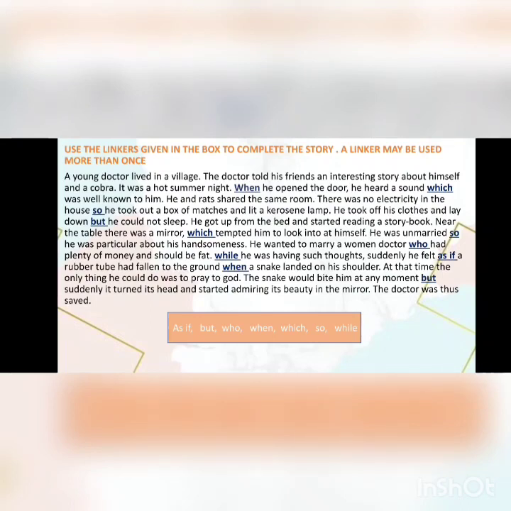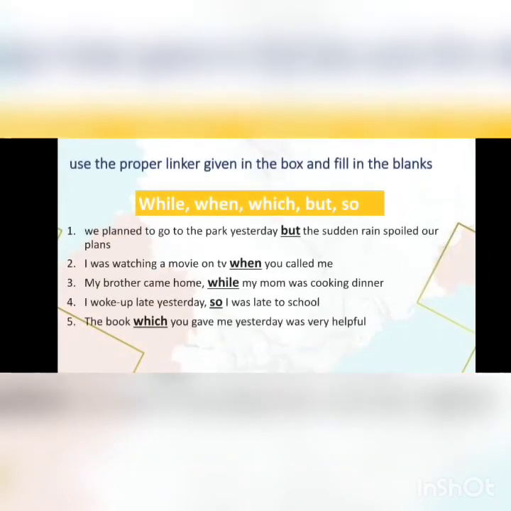Students, here the linkers are filled in the blanks. Please note these linkers in your textbook. Let us see some sentences for your better understanding. See, look at this picture, students. Use the proper linker given in the box and fill in the blanks. So, while, when, which, but, so, these are all linkers. I already explained to you these linkers and their meaning. Let us see the sentences.